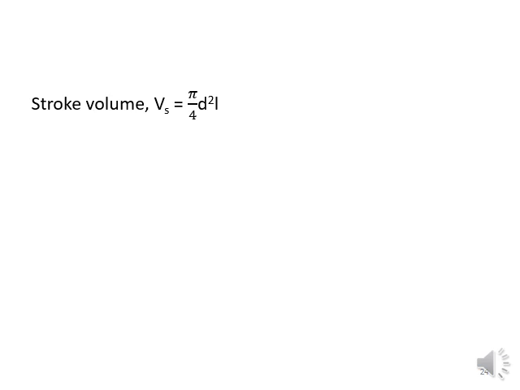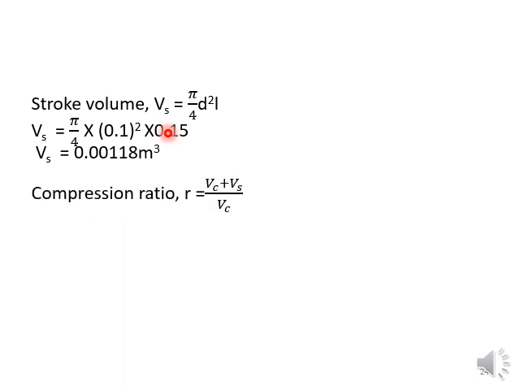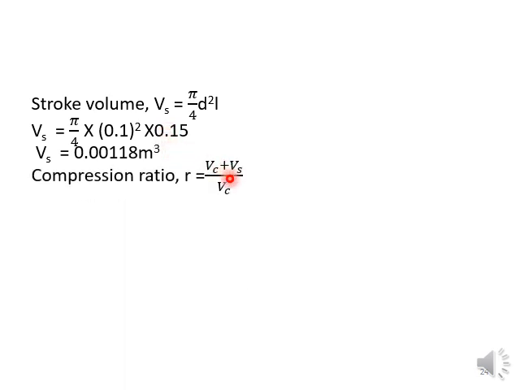So how will you calculate the swept volume of the cylinder? The swept volume of the cylinder is pi by 4 d square L. In the data they gave the d value and the L value. Substitute here, Vs is equal to pi by 4 into 0.1 whole square into 0.15. So it is 0.00118 meter cube. So the swept volume is 0.00118 meter cube. So R is equal to, I am writing here, R is equal to Vc plus Vs divided by Vc.